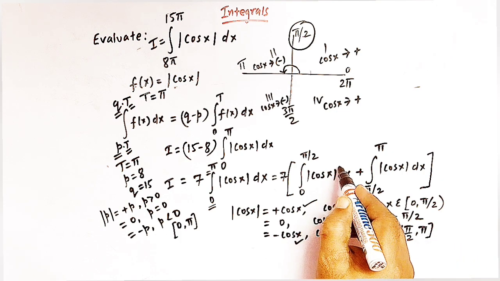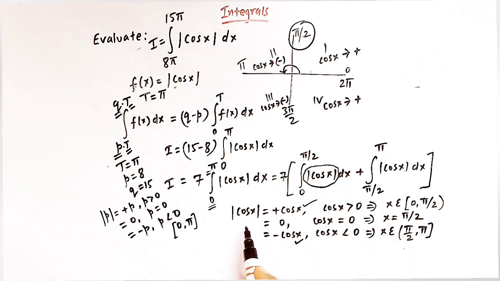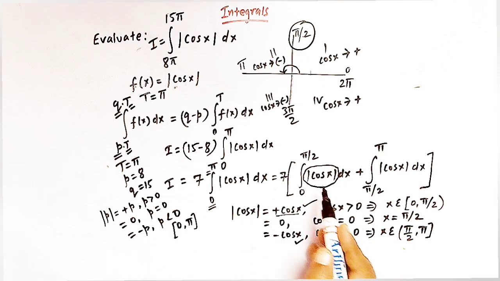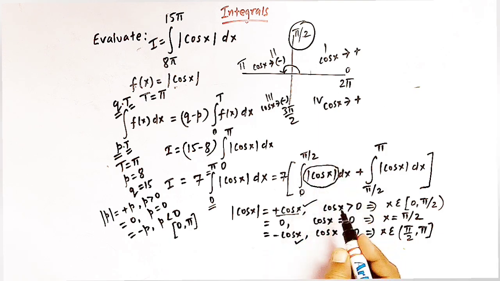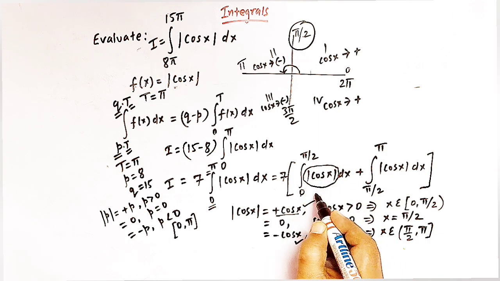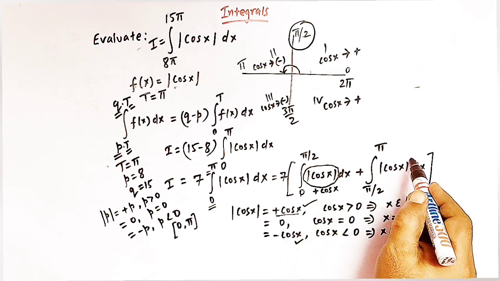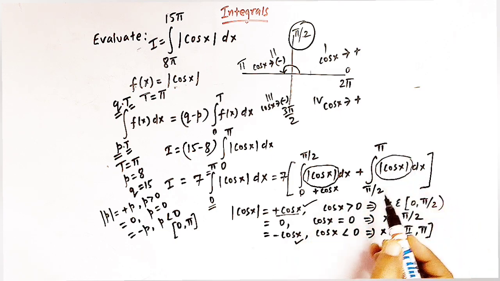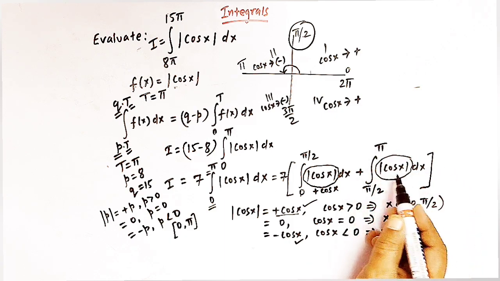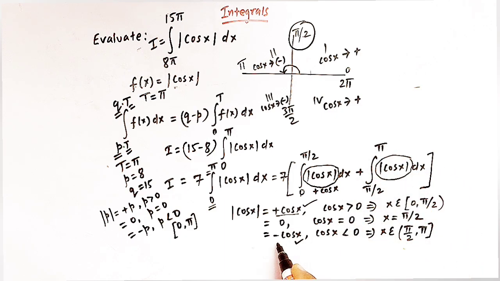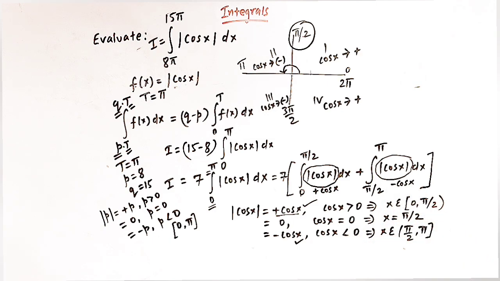So let us here replace mod of cos x by positive cos x when x varies from 0 to pi by 2. So here mod of cos x is positive cos x, and in this case when x varies from pi by 2 to pi, mod of cos x should be replaced by negative cos of x.